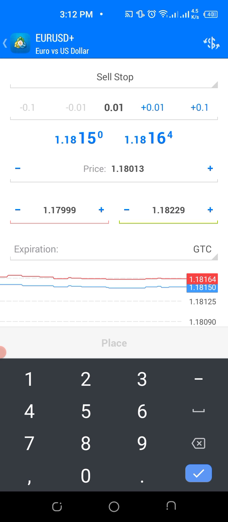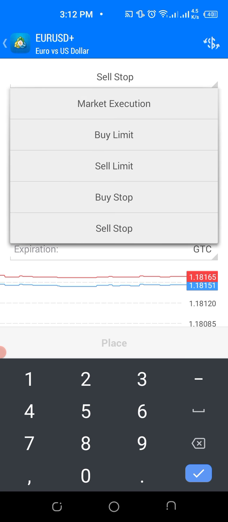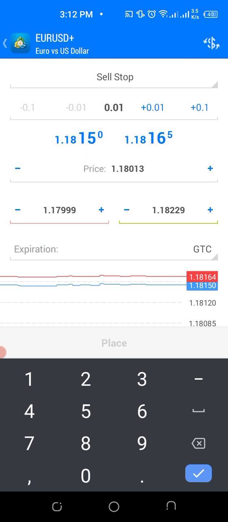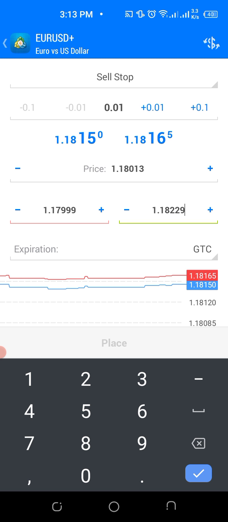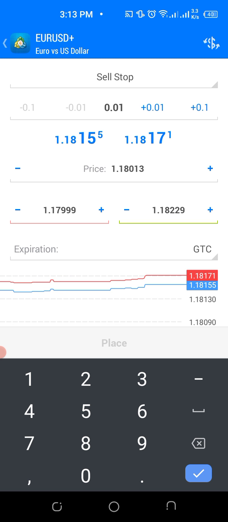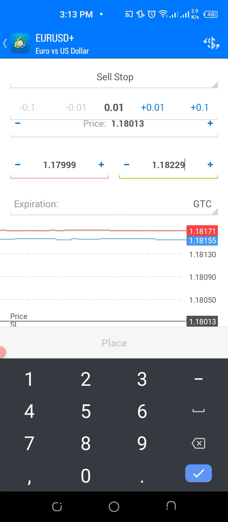Take profit 1.18583. Are we good to go? Yes. Stop loss 1.18396.